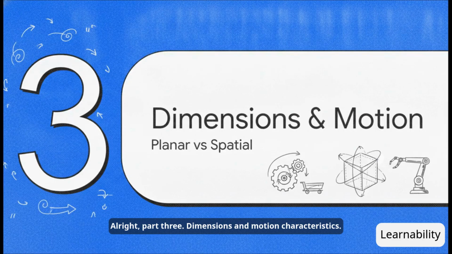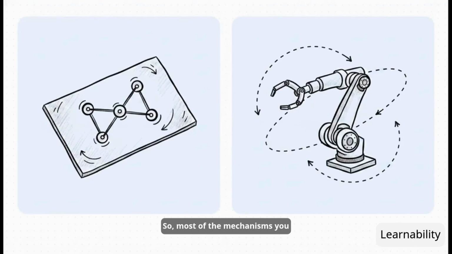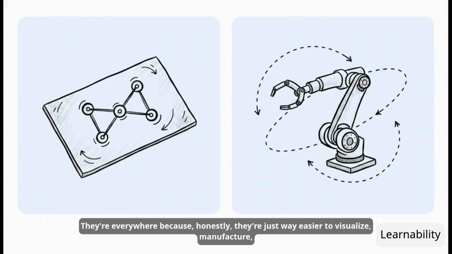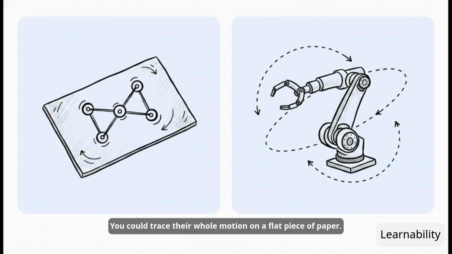All right, part 3, dimensions and motion characteristics. So most of the mechanisms you see every single day are what we call planar mechanisms. They're everywhere because honestly, they're just way easier to visualize, manufacture, and do the math on. Every single point on the mechanism moves in parallel 2D planes. You could trace their whole motion on a flat piece of paper.